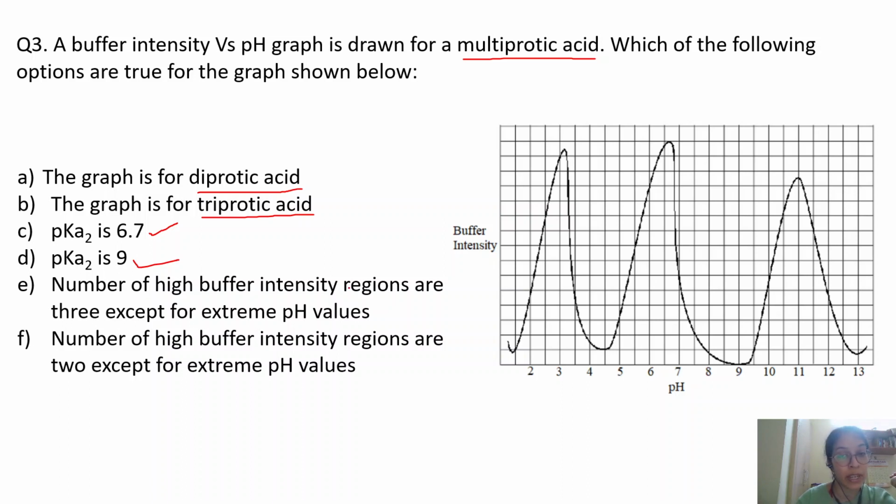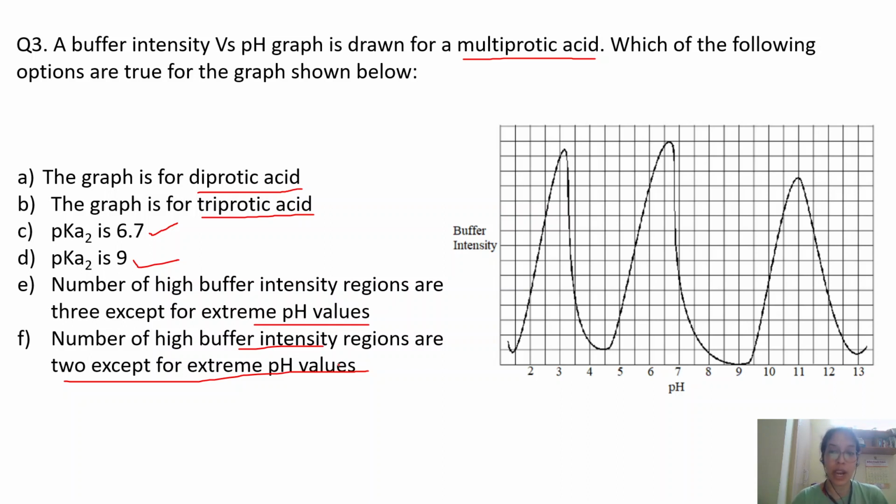Number of high buffer intensity regions are 3 except for the extreme pH values. Number of high buffer regions are 2 except for extreme pH values. So we are talking about high buffer regions. Please look at the graph properly, then you can come up with the answer. You can pause the video for now and come up with the answer, but think clearly.